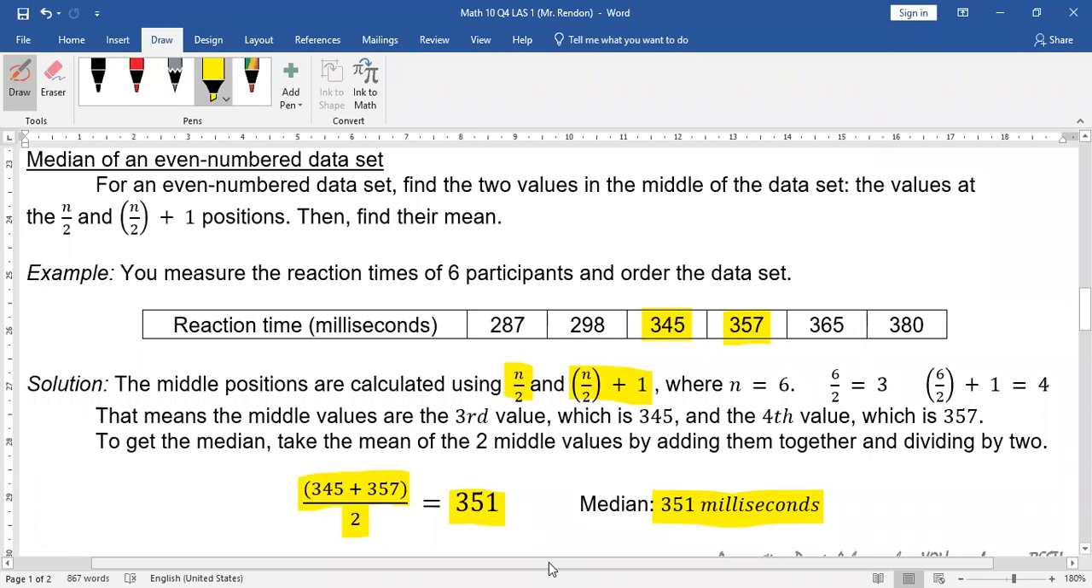Yes, sir. Sir, should we answer in decimal or fraction? Which do you prefer, sir? In decimal form or in fraction form?